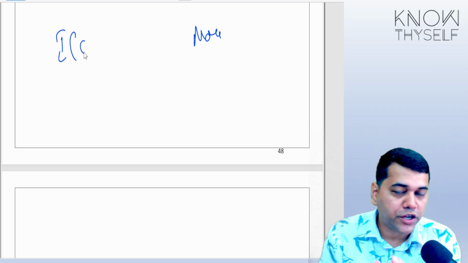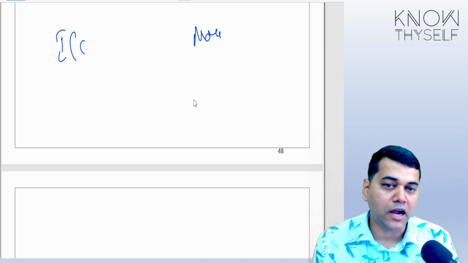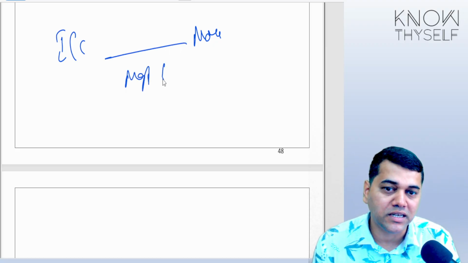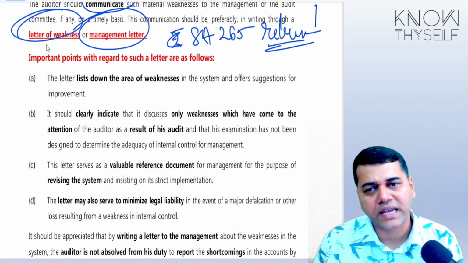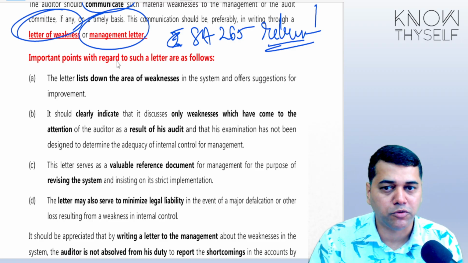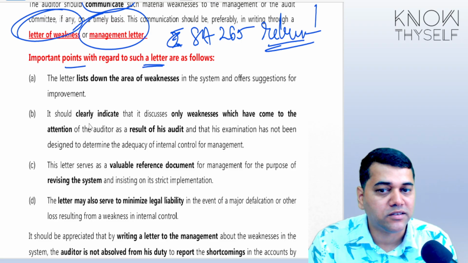So should I not communicate to you? This is the point: how to communicate now? I have to issue something called a management letter, or internal control weakness memo, or I can call it a memo also, a management memo. Now, what are the important points I should keep in mind when drafting such a letter?